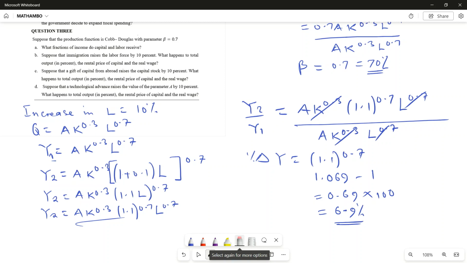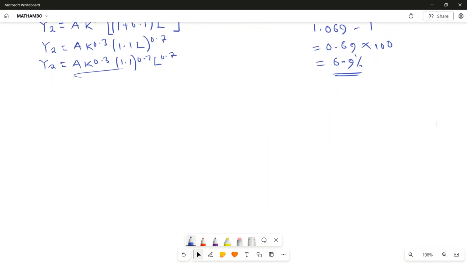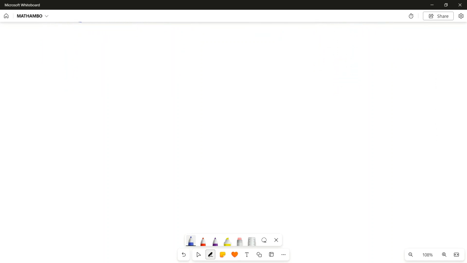So let's find how this is going to affect the rental rate of capital. Just push this thing upwards like that. Great. So how is this thing going to affect the rental rate of capital? What we know is that, remember we said that any profit maximizing firm is going to hire extra units of capital up to a point where the marginal product of capital is equal to the rental rate of capital.